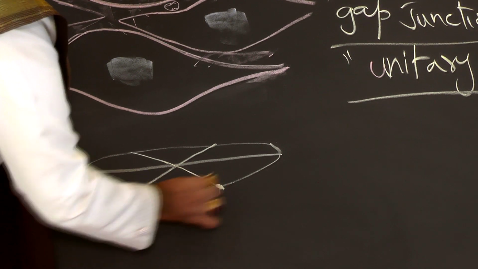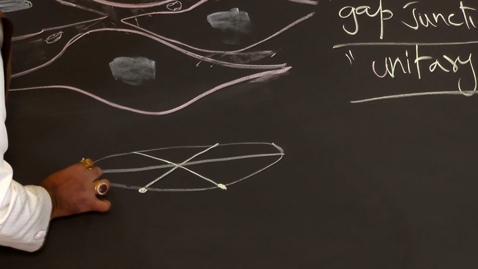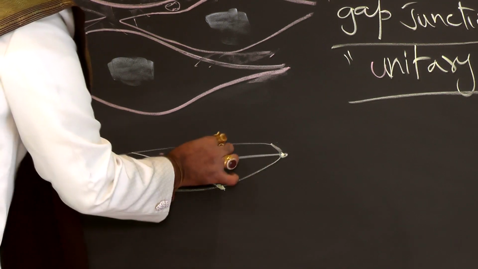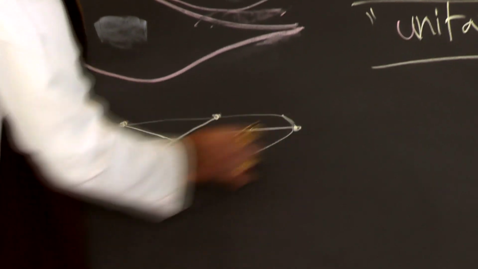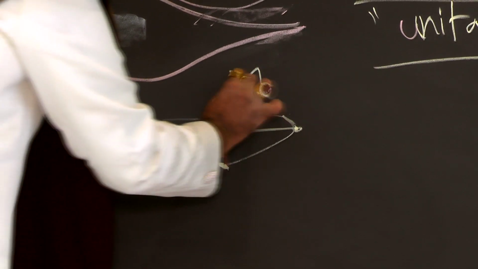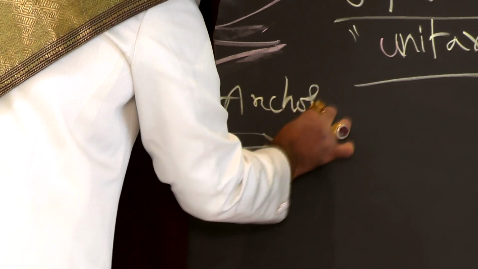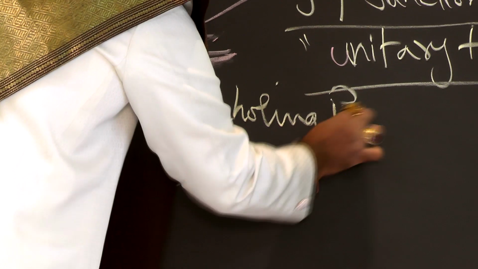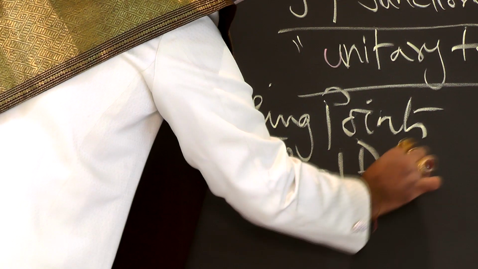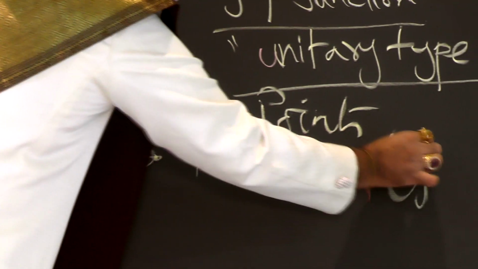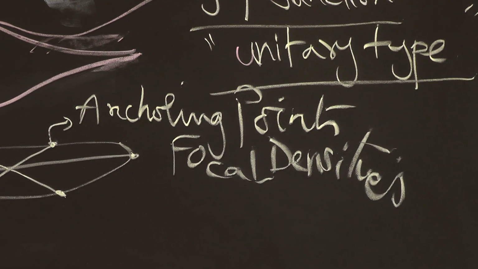And these actin and myosin are forming small delicate bundles, and the bundles are attached to the plasma lemma, and these points are called anchoring points. These are also called focal densities or the anchoring points.